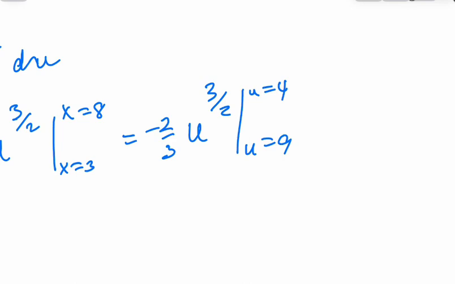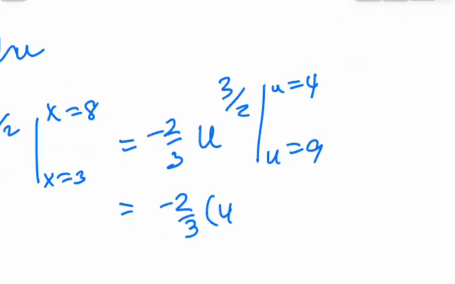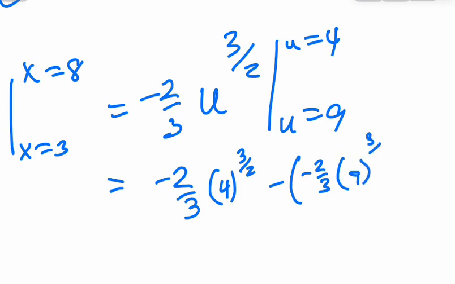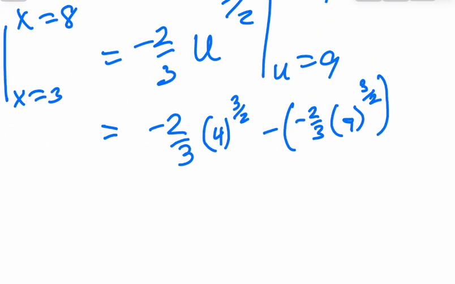Okay, let's put the u's back in. If we do 4, that's negative 2/3, 4 to the 3/2. That is a 4, it doesn't look like a 4. But minus negative 2/3, 9 to the 3/2. Now let's debate what those things are. 4 to the 3/2 is take the square root of 4, get 2, cube it, you get 8. So that's negative 16/3.